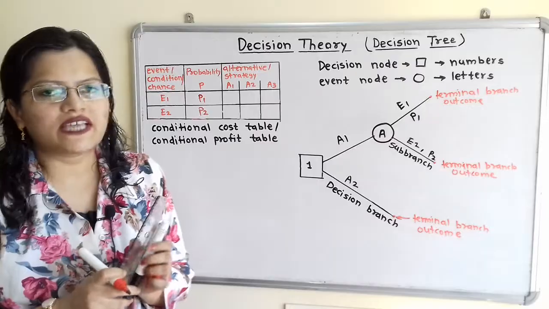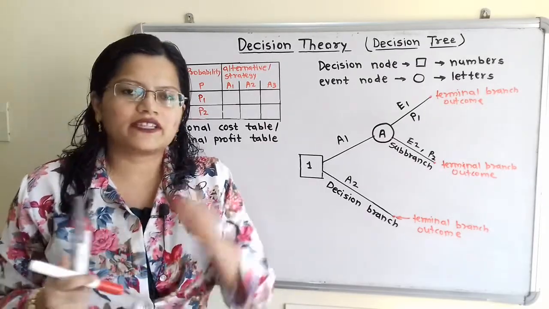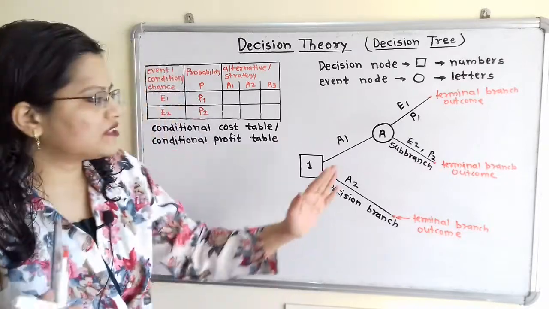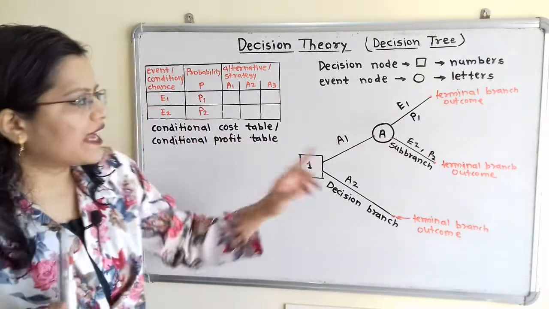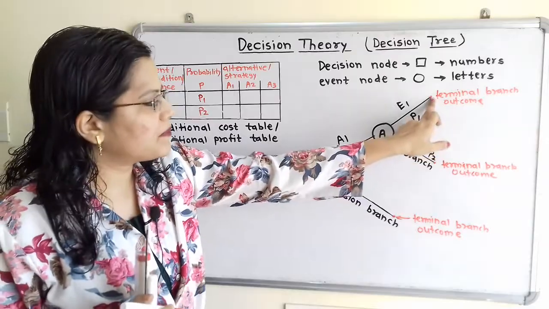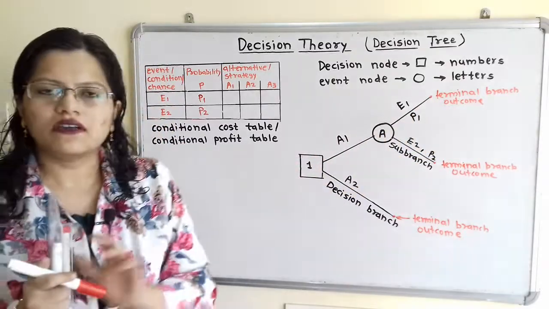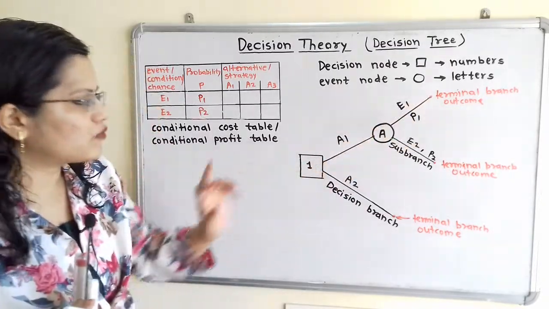Now how to decide which is the best decision? We have to calculate the expected monetary value, and the calculation should start from the right hand side to the left hand side. That is, we have to start the calculation from this terminal branch, then with this alternative, and then we have to take the decision. So for this line we have to calculate.